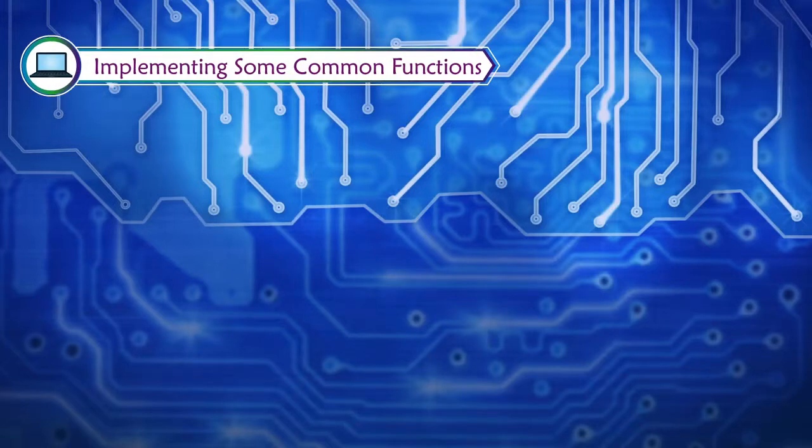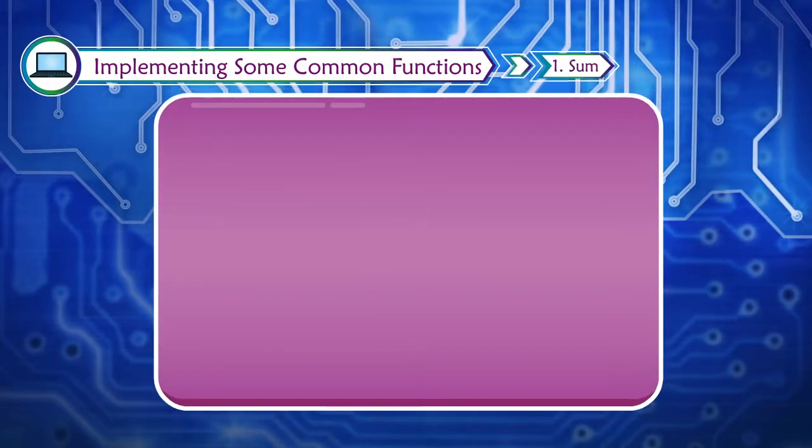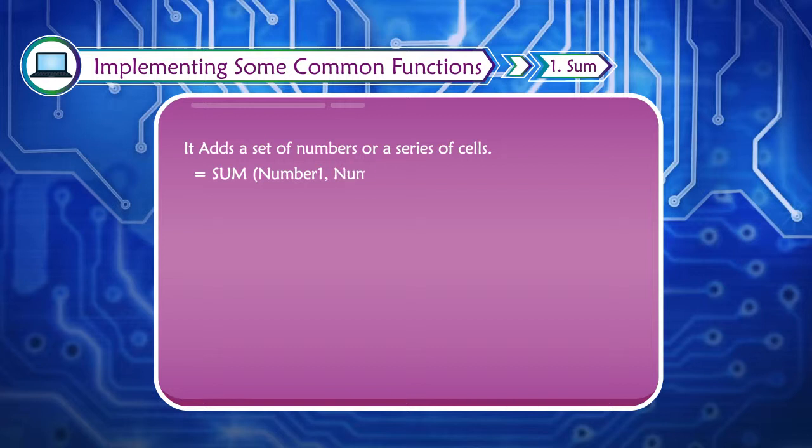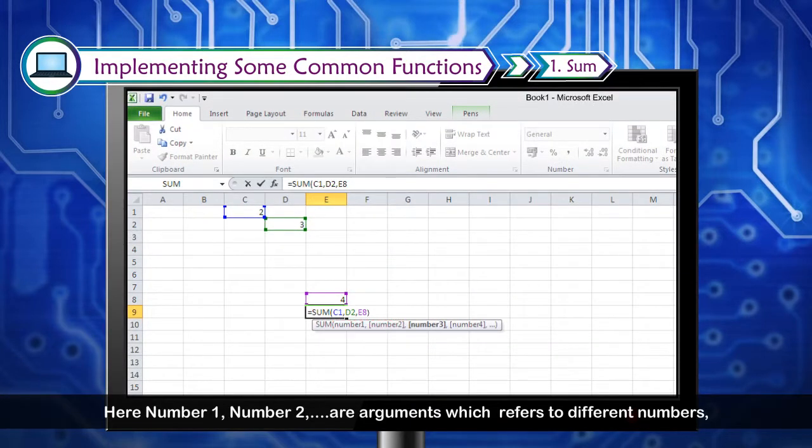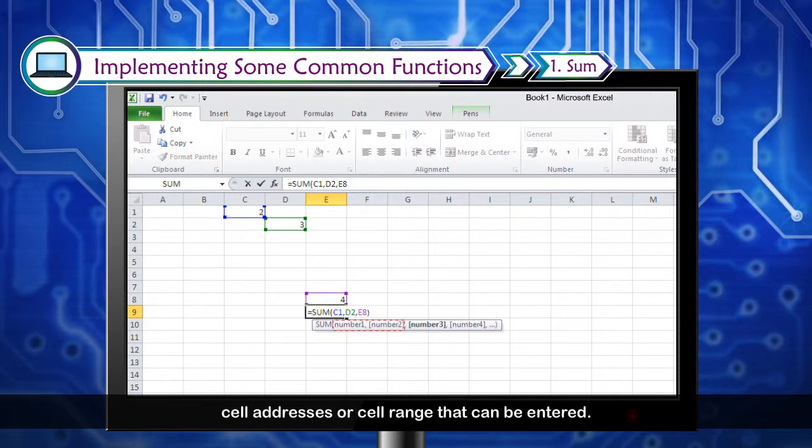Implementing some common functions. Sum. It adds a set of numbers or a series of cells. =SUM(number1, number2, and so on). Here, number1 and number2 are arguments which refer to different numbers, cell addresses, or cell ranges that can be entered. We can do it in different ways.